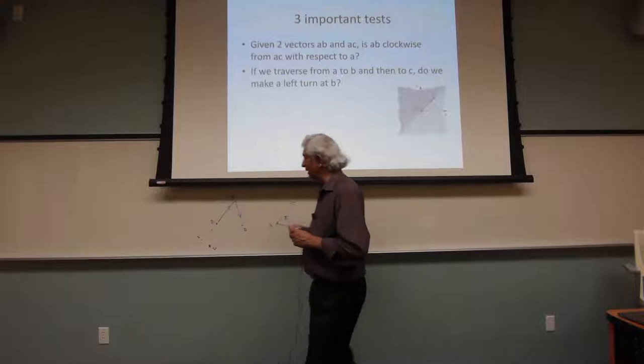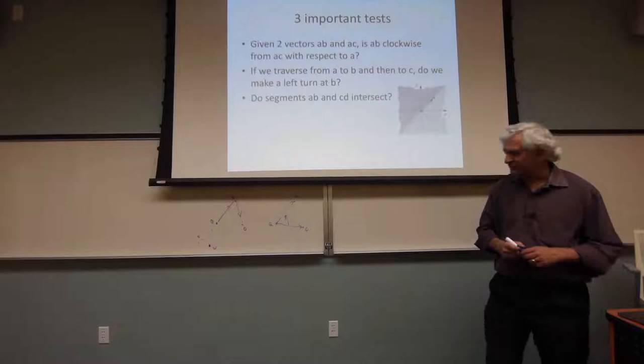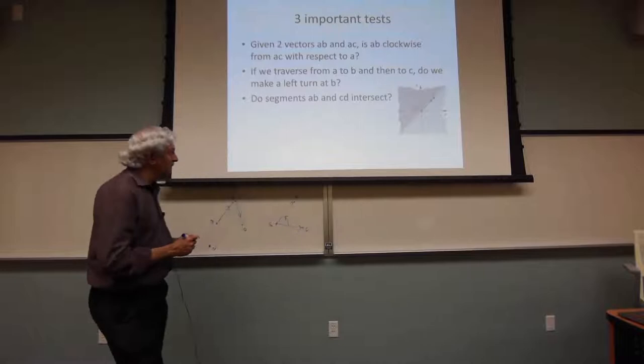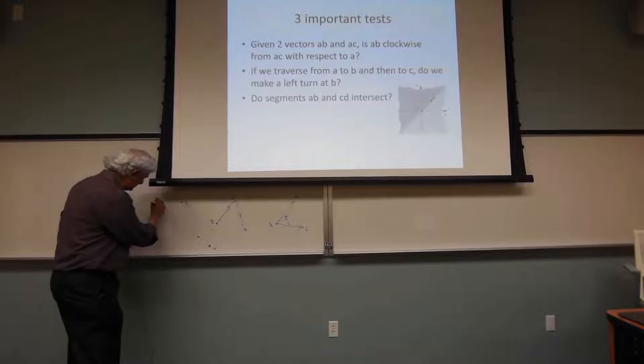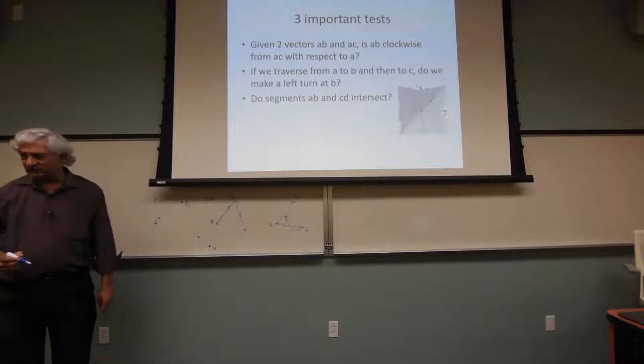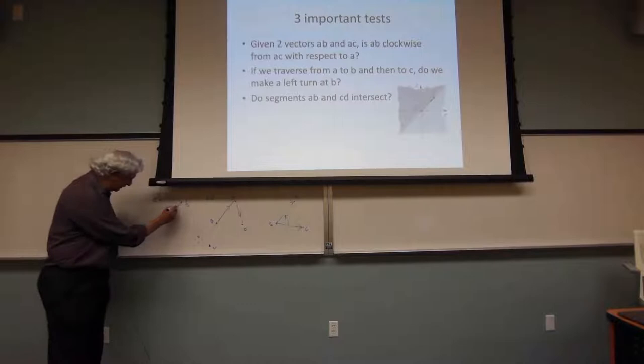And then the third question is, I give you two line segments, AB and CD. I'm telling you this is A, this is B, this is C, this is D. And I'm asking the question, does line segment AB intersect line segment CD? In this case, AB looks like this, CD looks like that, and it doesn't intersect.